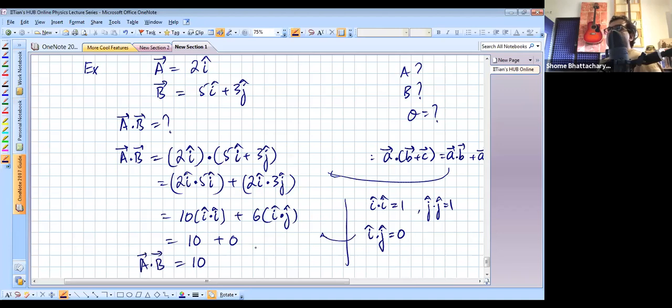So A dot B becomes 10. This is just a numerical example to show how, using the table of properties that we have for dot product, we can work out a simple dot product operation when the vectors are given in component form. But obviously this will become very lengthy if we apply it to 3 dimensions. So we will develop a formula which we can directly apply when vectors are given in 3-dimensional component form, so we don't have to open up and use so much algebra. All these steps will not be necessary. But first make a note of this, please.